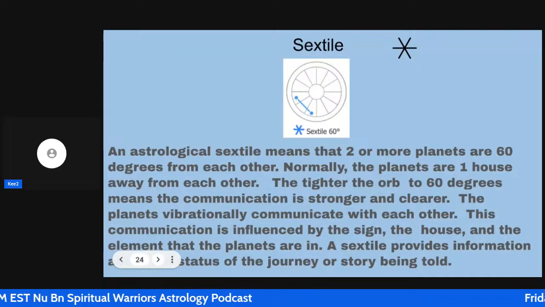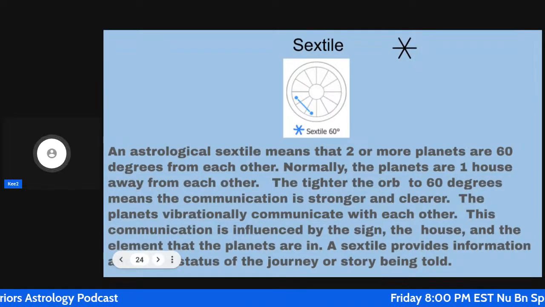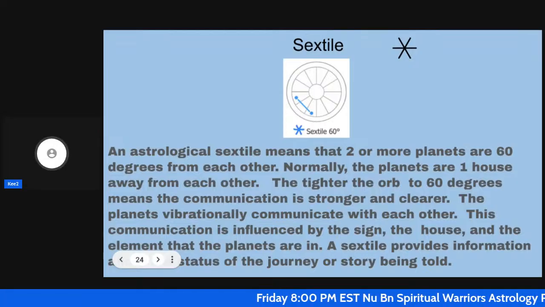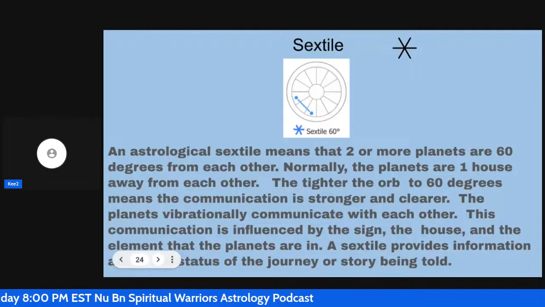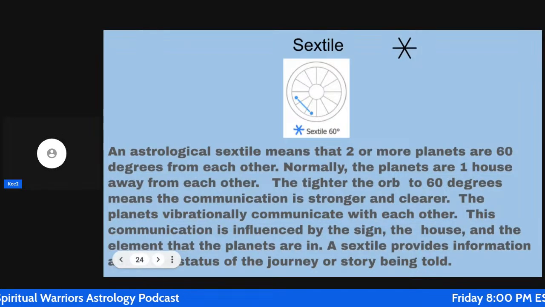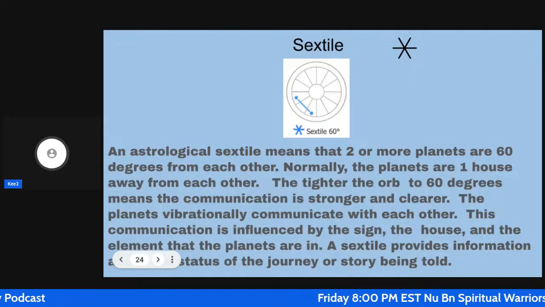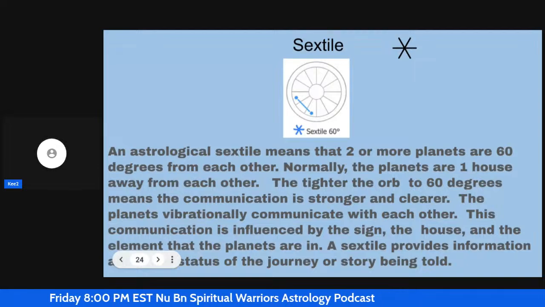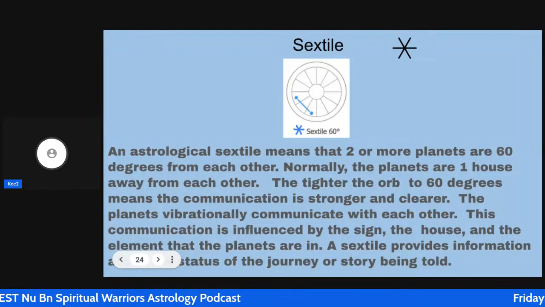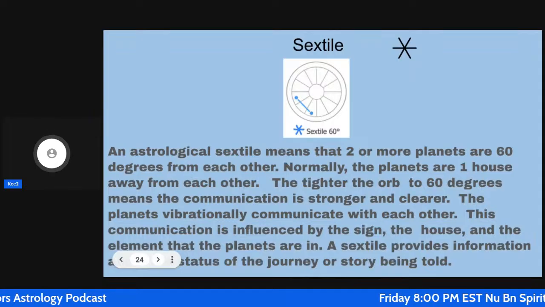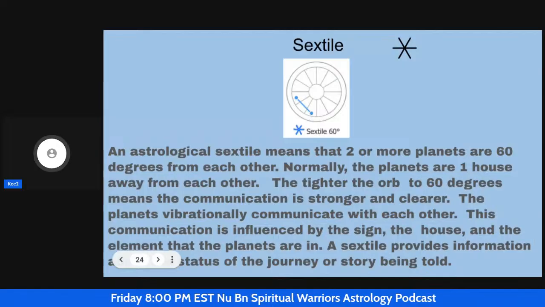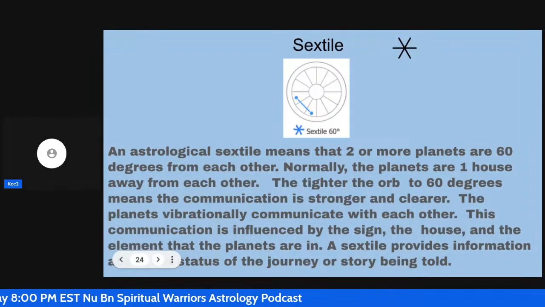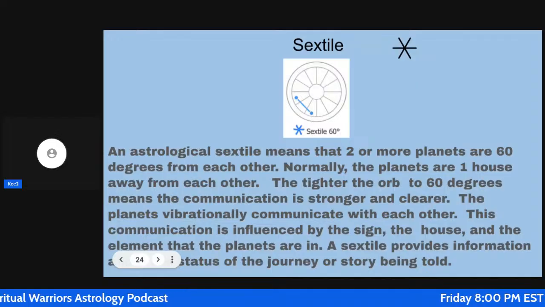Sextile. An astrological sextile means that two or more planets are 60 degrees from each other. Normally, the planets are one house away from each other, as you can see in the example. The tighter the orb to 60 degrees means the communication is stronger and clearer. The planets vibrationally communicate with each other. This communication is influenced by the sign, the house, and the element that the planets are in. A sextile provides information regarding the status of the journey or story being told.